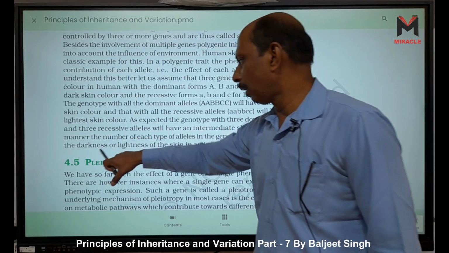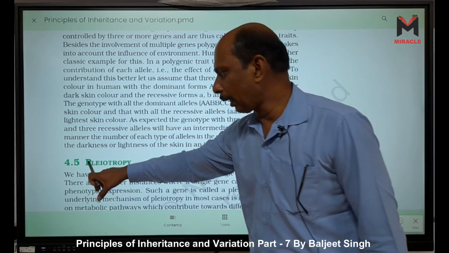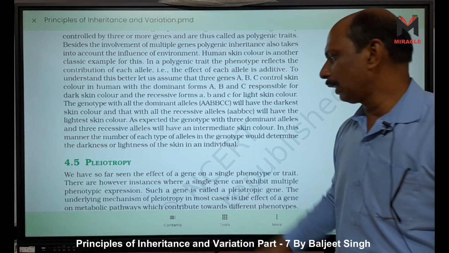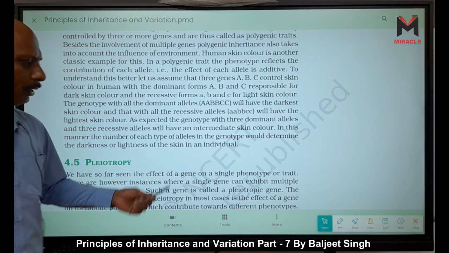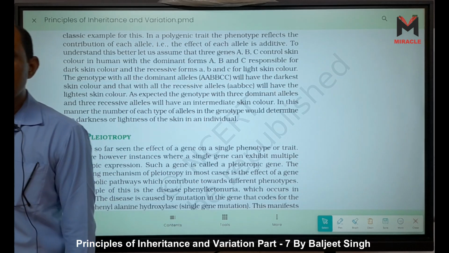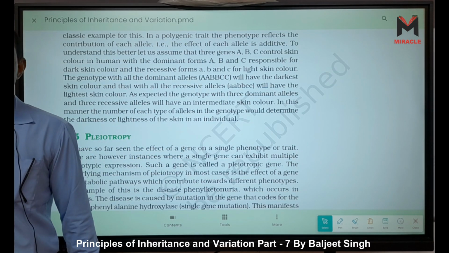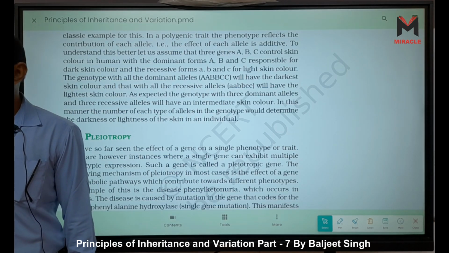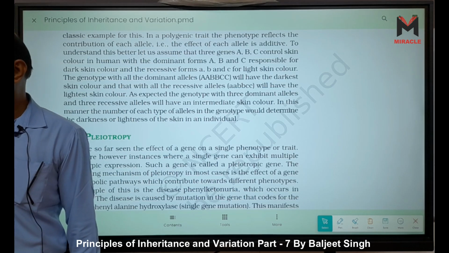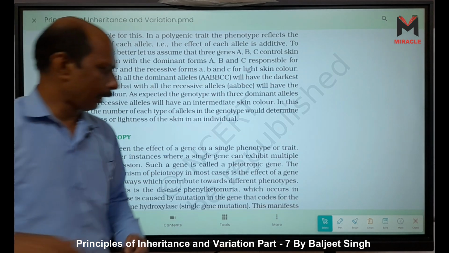In this manner, the number of each type of allele in the genotype determines the darkness or lightness of the skin in an individual. So do you understand this one? The number of dominant alleles more means more darkness. The number of recessive alleles more means more lightness, more light skin, right. So this one is called polygenic inheritance. Here I can tell you with this one.